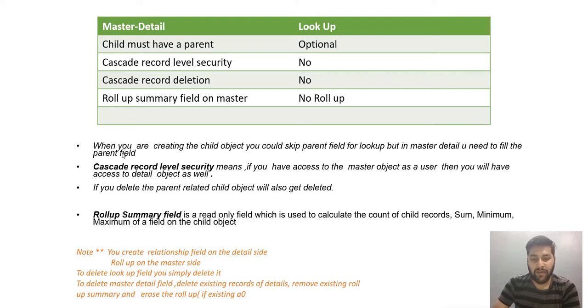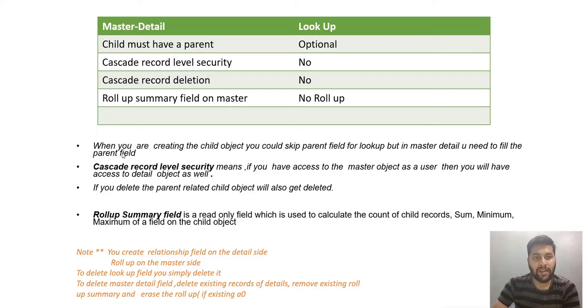Basically, it means whenever you create a relationship, master detail or lookup, you are filling the details of your child object. Now in that there will be a field which will be asking who is the parent. Now in lookup that field is optional, but in master detail that's a required field. Okay, we will look into how it looks.